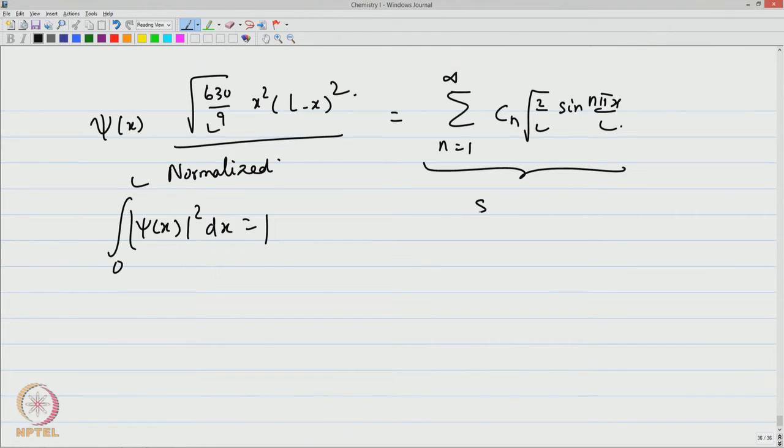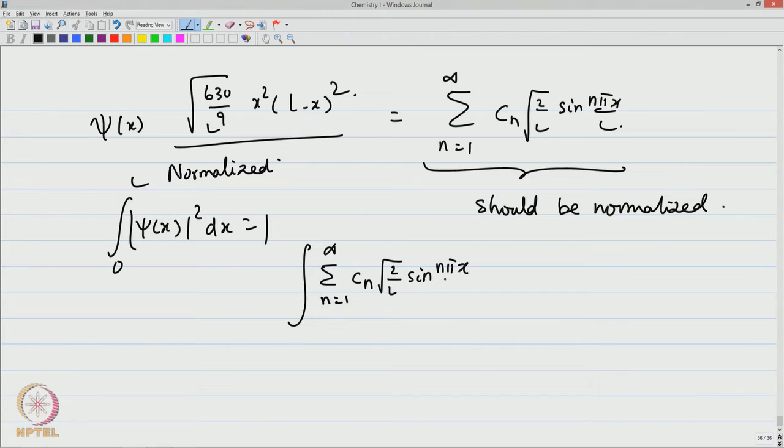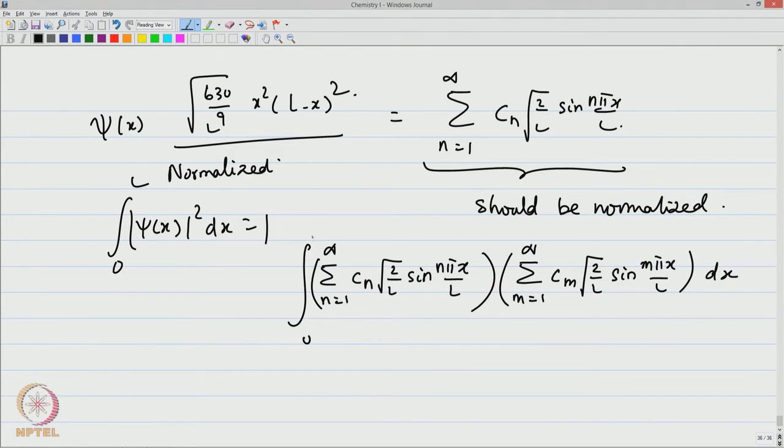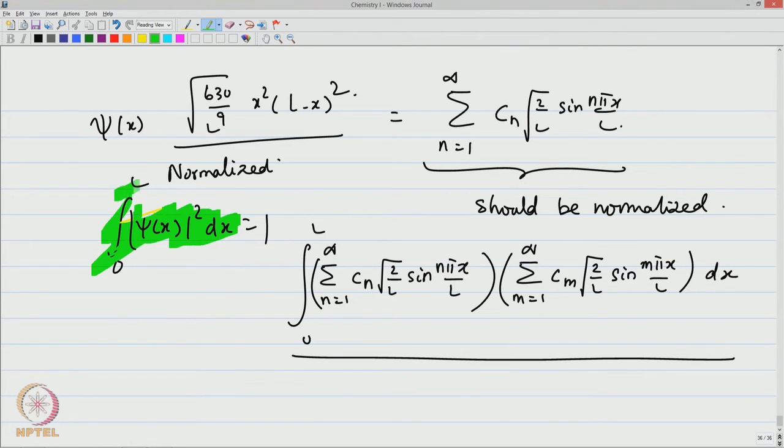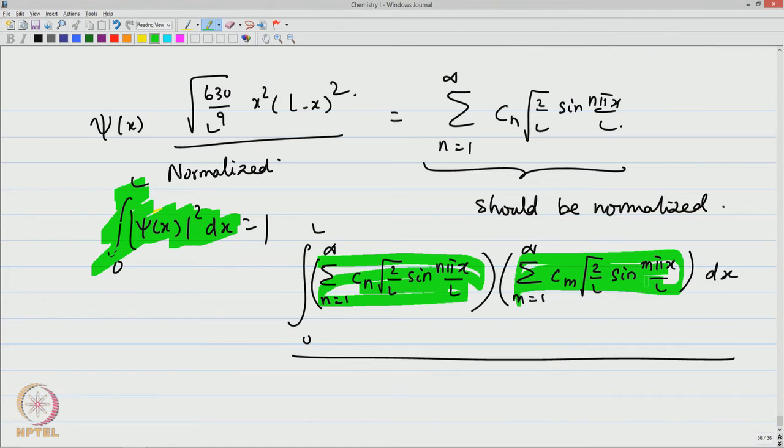Okay. Therefore, this also should be normalized, in the sense that if you take this function, the sum over n equal to 1 to infinity of Cn root 2 by L sin n pi x by L, this is an infinite sum, and therefore, the next infinite sum, that is the psi star psi, we shall write this as the sum over m equal to 1 to infinity of Cm root 2 by L sin m pi x by L, dx from 0 to L. That is what this term is, the integral of psi x square dx from 0 to L.